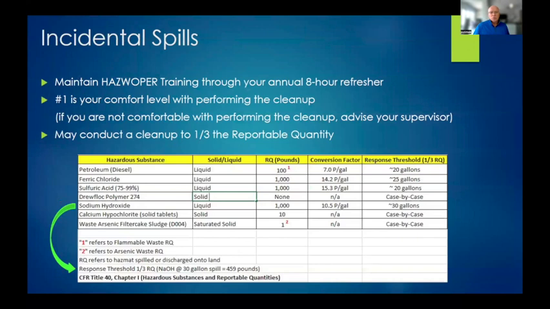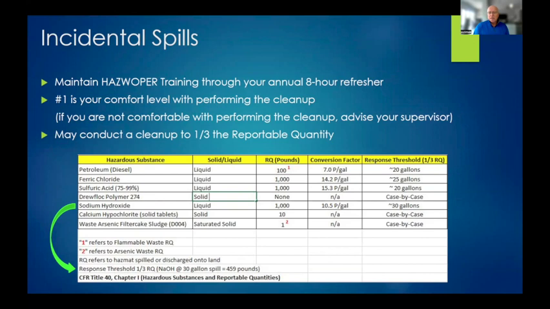So what's an incidental spill? The materials that we just reviewed, I have listed under the hazardous substances column in their state, either solid or liquid. And there's a thing called RQ. RQ refers to reportable quantities. So when we have a spill, each spill is treated on a case-by-case basis. And when I talk with you or your supervisors related to a spill, we'll make a determination whether that RQ, the reportable quantity, is causing danger or harm to human health and the environment.